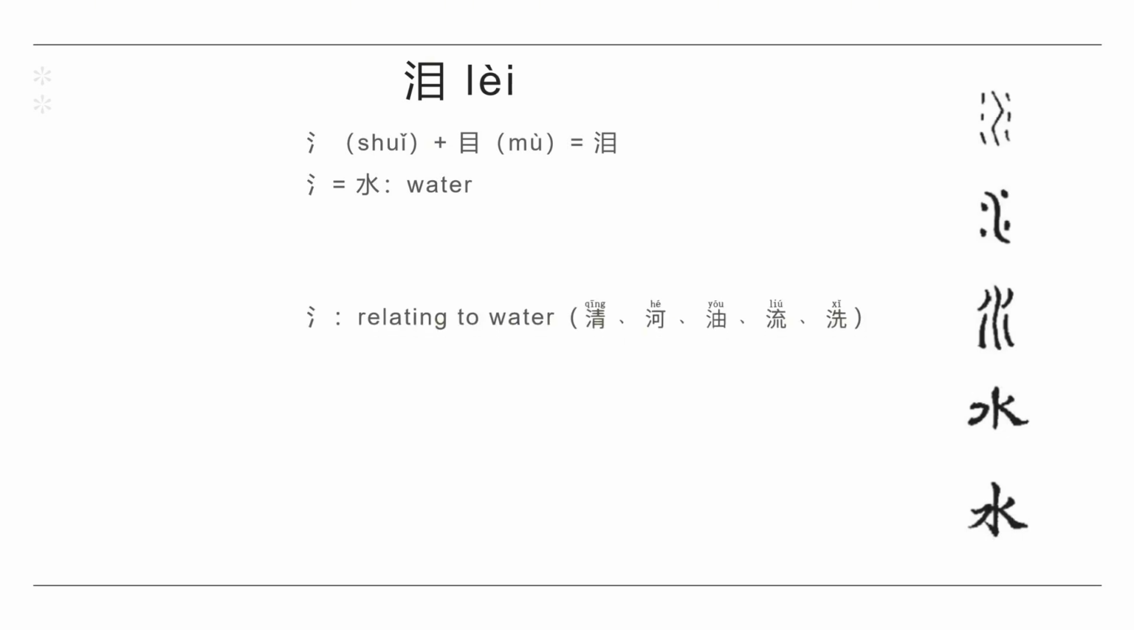These three dots of water are extremely common in other characters that are related to water. Whether it's describing the quality of water, 清 meaning clear, or a body of water, 河 river, or something liquid like 油 oil, or the way water acts, like 流 which means to flow, or an action involving water, like 洗 to wash. They all have these three dots of water.